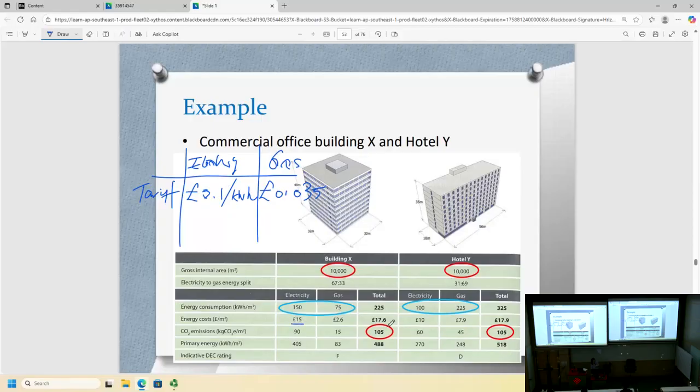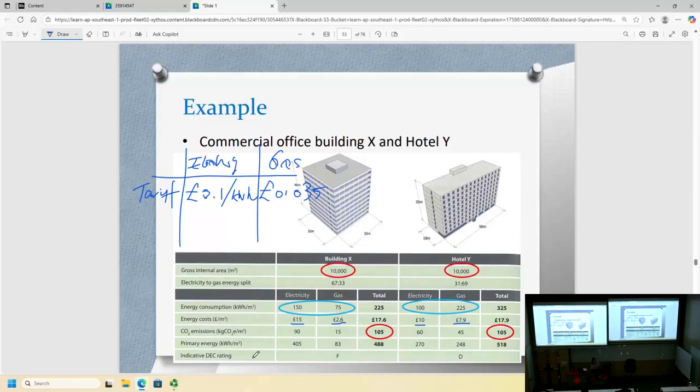Using these unit rates, if the energy consumption is 150, we multiply by this unit rate, then we have the energy cost. So just multiply the unit rate. And for the gas, 75 kilowatt hour per square meter, we multiply the unit rate, then we have the energy cost for the natural gas. Very straightforward. It's just that on this slide, I didn't give you the unit rate. And for hotel Y, same, multiplied by the unit rate, then we have the energy cost.